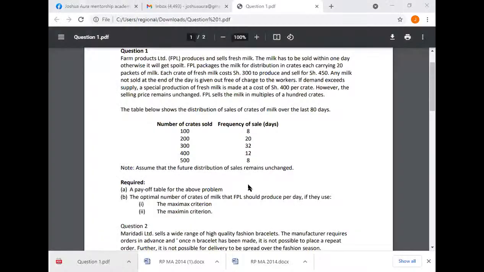They have asked us, ladies and gentlemen, to do what? They have asked us to make a payoff table for the problem. How will this payoff table look like, ladies and gentlemen? You can see number of crates sold here from our historical records. There are days we sold 100, there are days we sold 500. So then my payoff table, I'll have to copy from this.